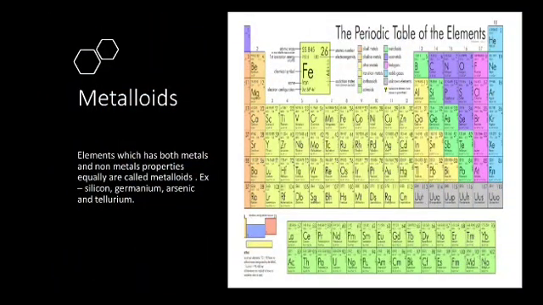Now, what are metalloids? Metalloids is a new word, so let me explain what metalloids are. They are elements which have both metal and non-metal properties equally distributed. Means it will have luster, sonorousness, hardness, but it won't have ductility, malleability, etc. Okay. So examples are silicon, germanium, arsenic, and tellurium.